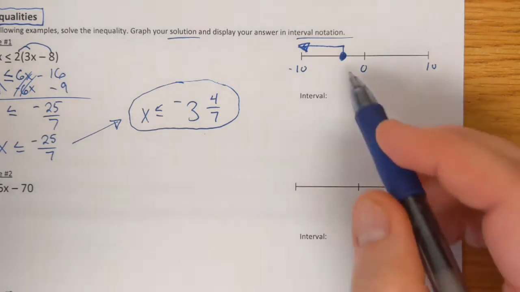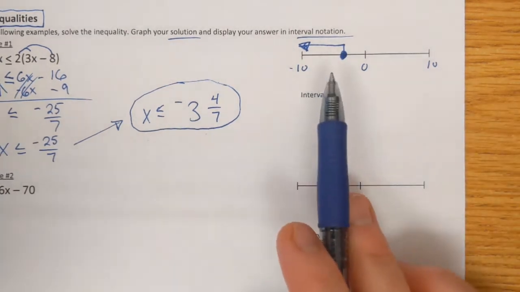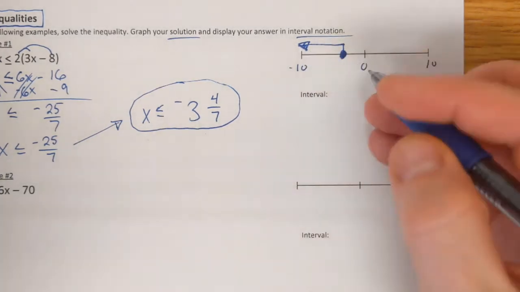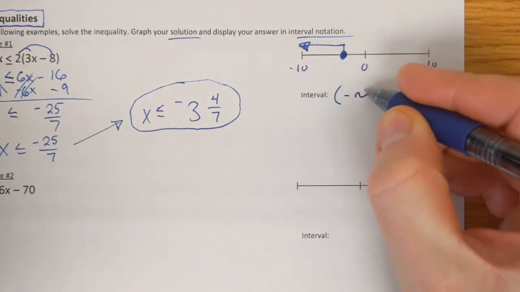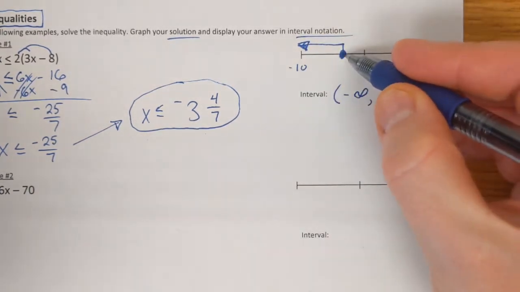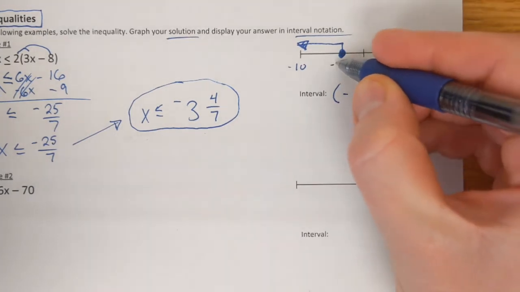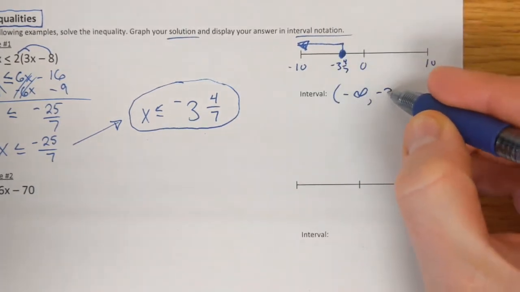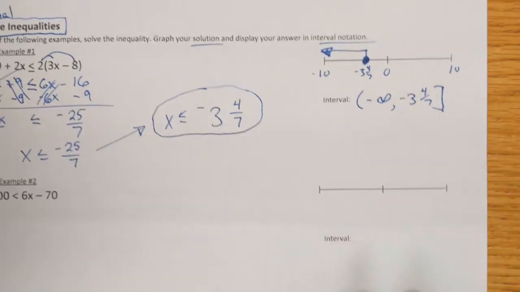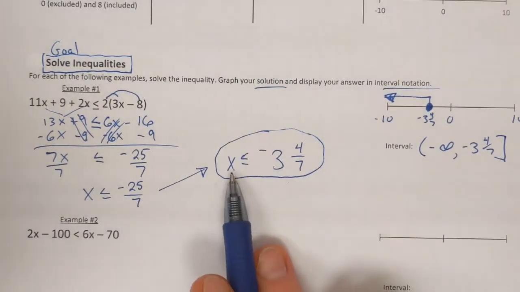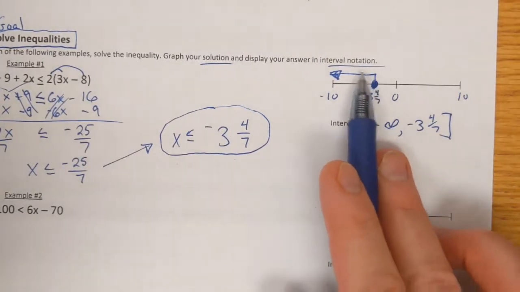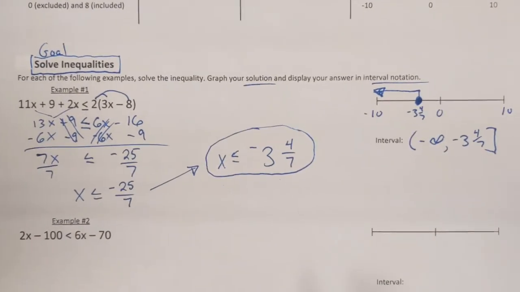Now in interval notation, if I look at my graph, the endpoint on the left of this graph is an arrow. That means the left endpoint is going to be negative infinity. Now the endpoint on the right-hand side of this graph is the point negative 3 4/7. That's going to be my right endpoint. So in essence, I've really written my answer in 3 different ways. We have x is less than or equal to negative 3 4/7, and we have that displayed on a graph, and we have the interval notation as well.